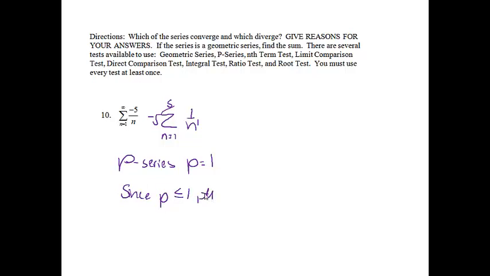You must use every test at least once. All right, number 10, so please don't think in these ones, if you used a different test than me, that it's wrong. Right, this one I did notice that it would be a p-series. However, we need to have terms that are all positive. So the first thing that I did, I rewrote this and I just bumped the -5 out front. So now this is a p-series and p equals 1, so the power is 1. And so since p is less than or equal to 1, the series diverges.